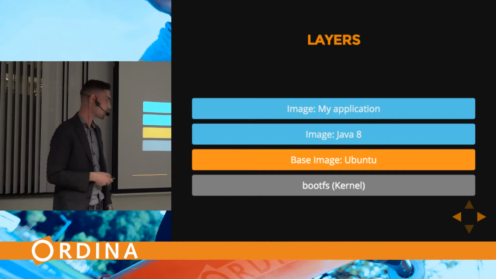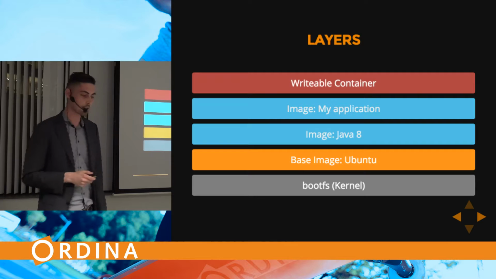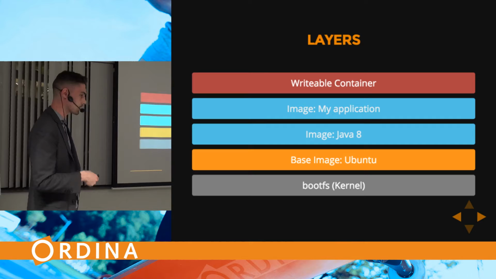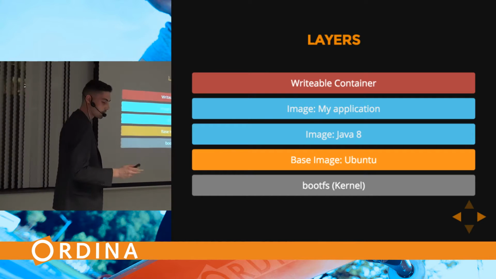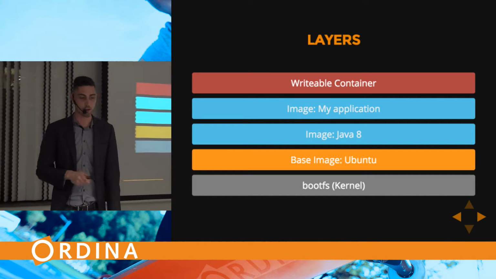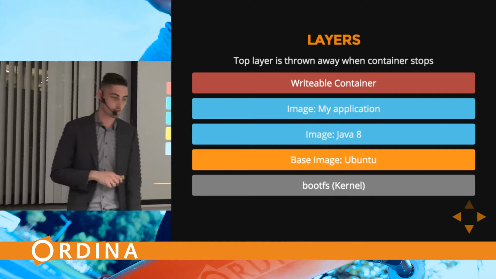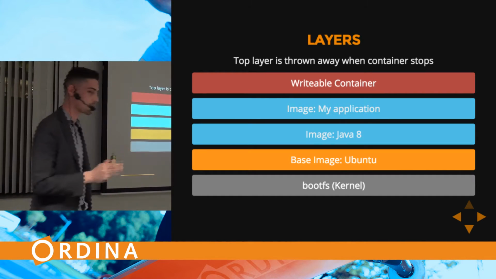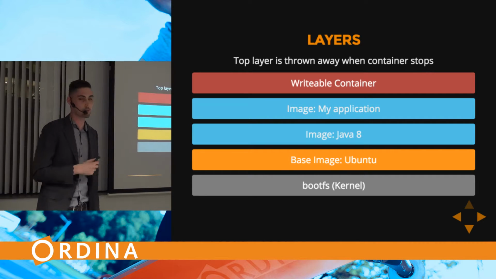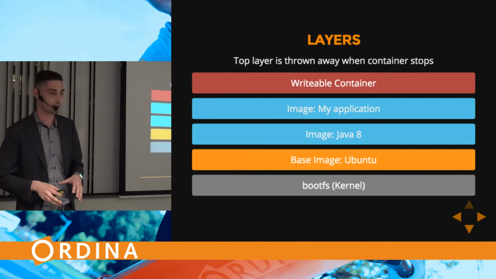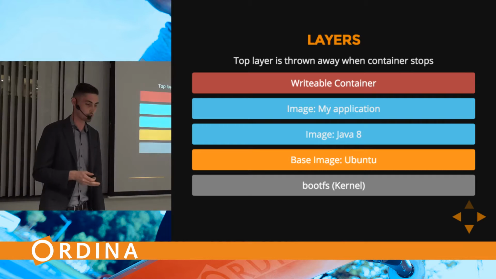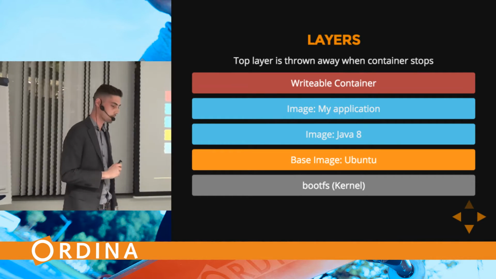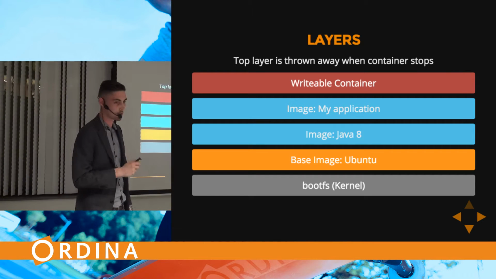And when you spin up a container, you actually get another layer, a writable container layer. This does not belong to the image, but belongs to your container. And when you stop the container, the layer is thrown away. So you have to keep that in mind: if you're running an application inside a container and it's writing some data away, like a database or whatever, you need to make sure it's available somewhere else and not inside the container only, because else your data will be thrown away.